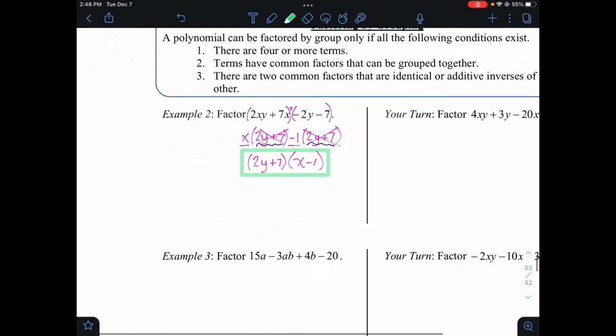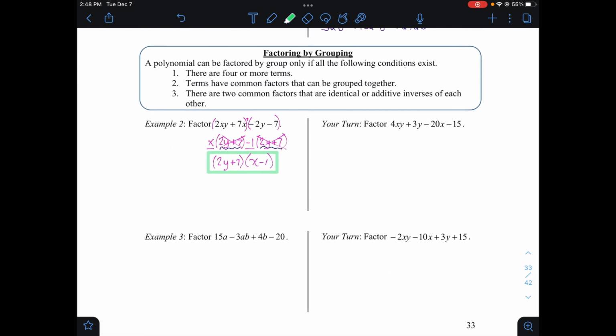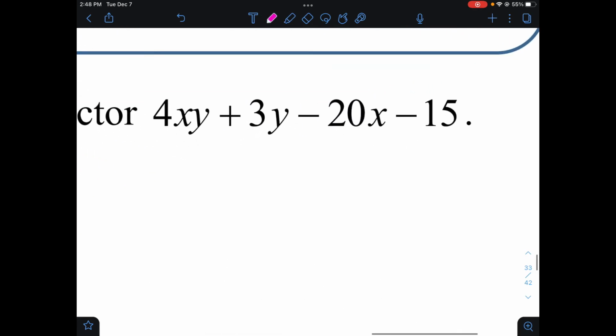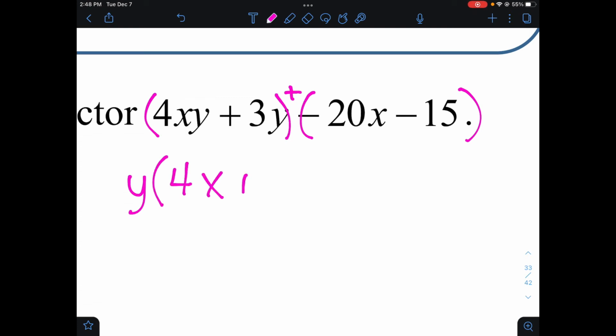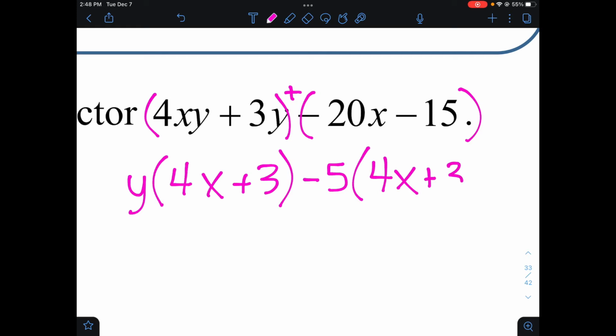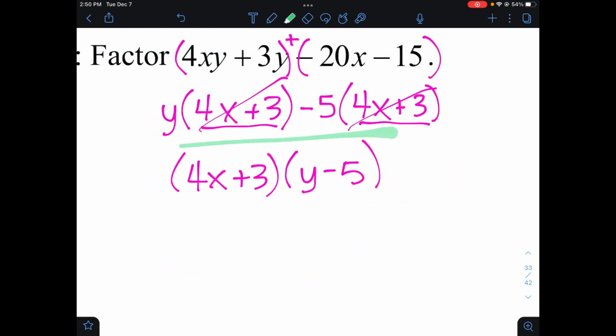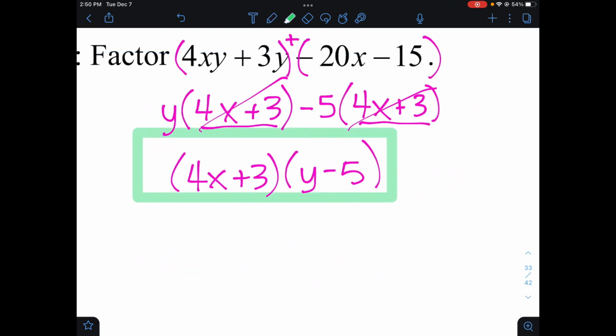If you needed to double check this, FOIL it back together. See if you get those 4 terms. All right, so take a moment, try this your turn. All right, so there's our final answer for that problem.